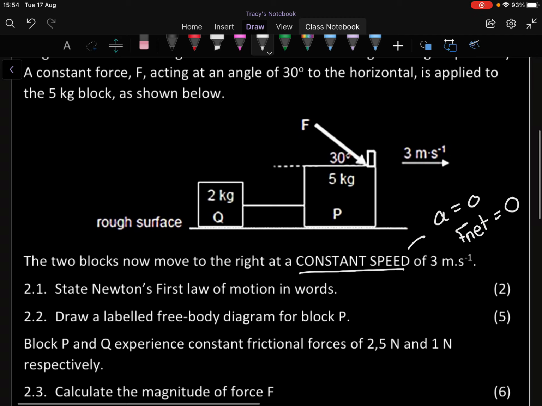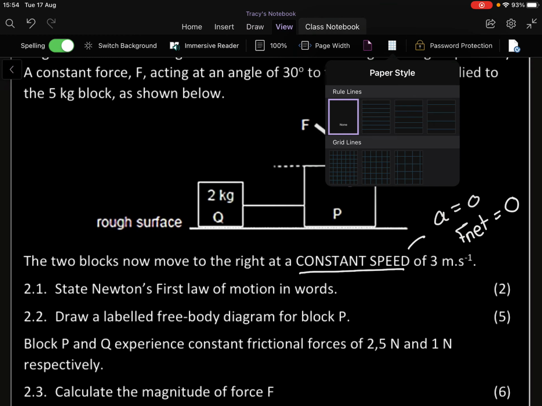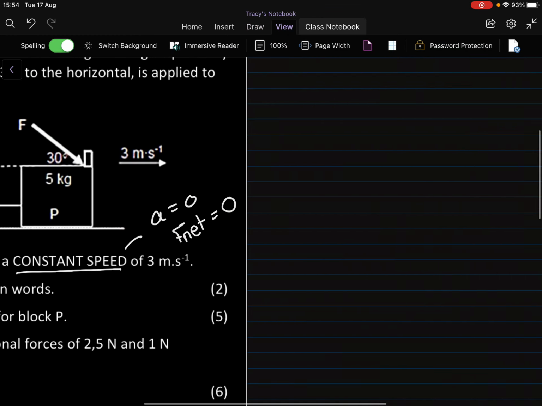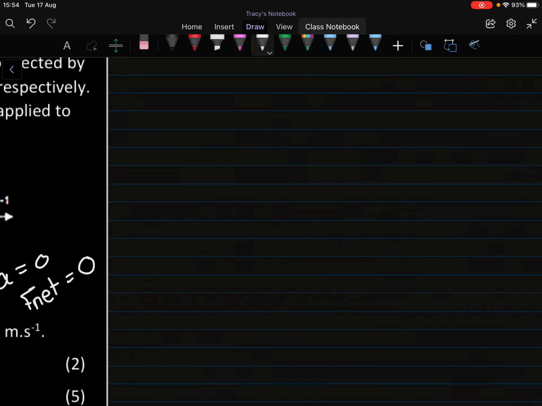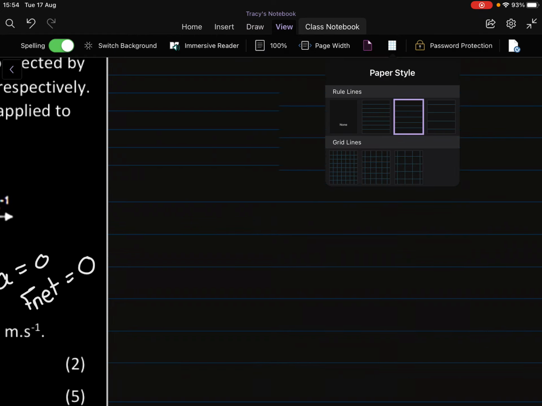First question is to state Newton's first law of motion in words. It seems a little random because we've got two blocks, so you automatically think you're going to go to Newton's second law. But the fact is F net is 0. That's why they're asking for Newton's first law of motion. I'm just going to give myself some lines quickly because otherwise I can't write in a straight line.